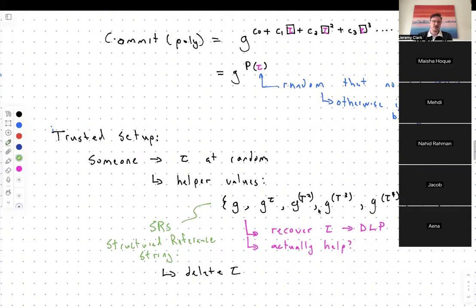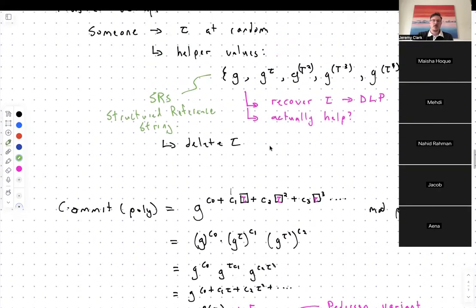So for KZG, everyone can use the same setup. So just one person has to do it once, and then all of us can use it, and now we're set, and we can keep using it for 10 years or whatever. So we don't have to redo this every time we want to do a commitment. It's just a one-time setup cost that you do at the very start of the protocol itself.